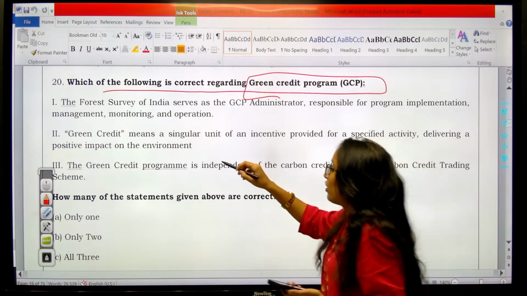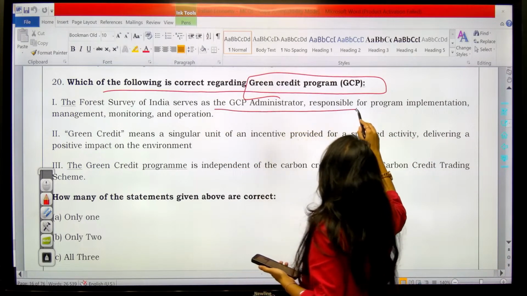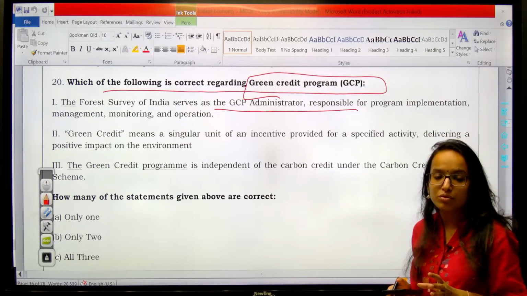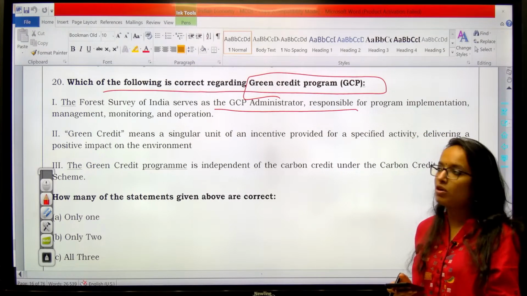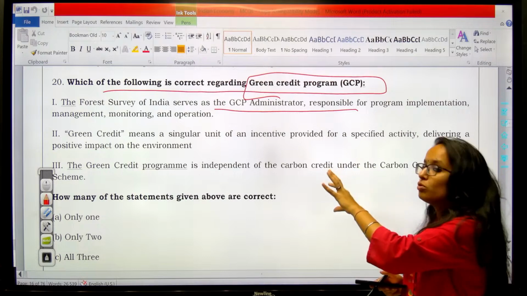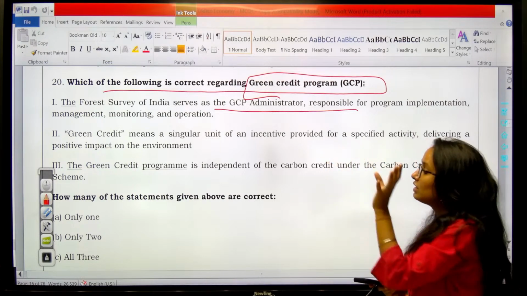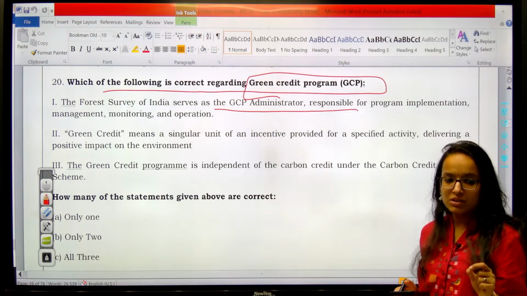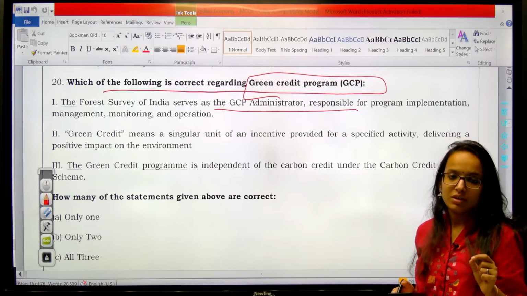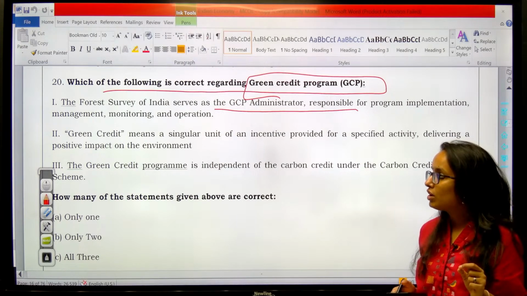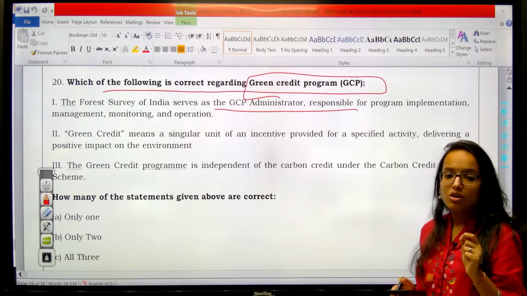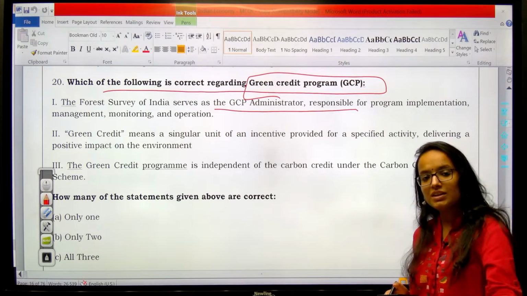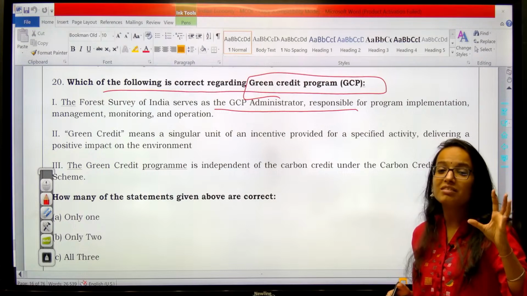Let's see. Forest Survey of India serves as the GCP administrator. Now try to attempt this question with the technique which I gave you. If you don't even know about this organization, or you don't know who has implemented this particular program, I told you these kinds of questions you can give the benefit of doubt, that Forest Survey of India serves this, has launched this, it comes under this. These kinds of statements are generally wrong.